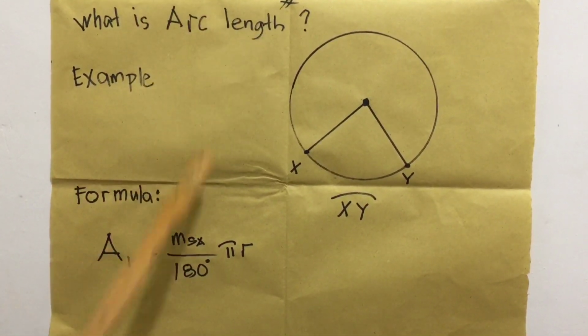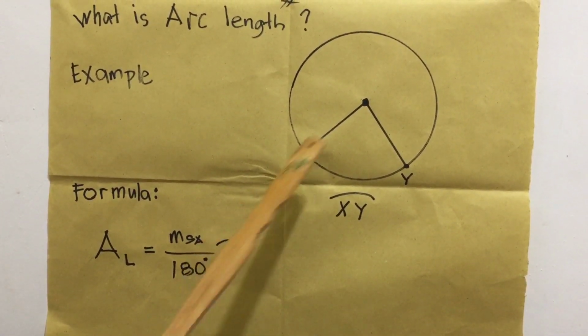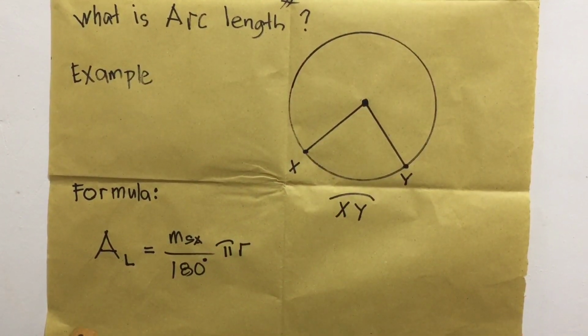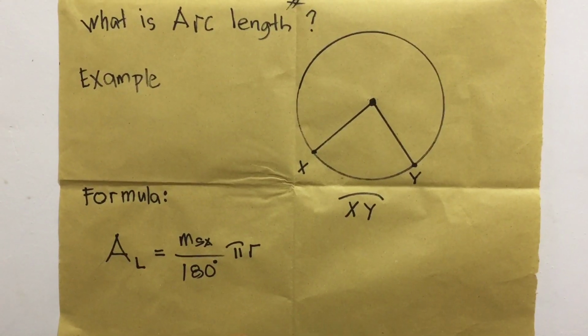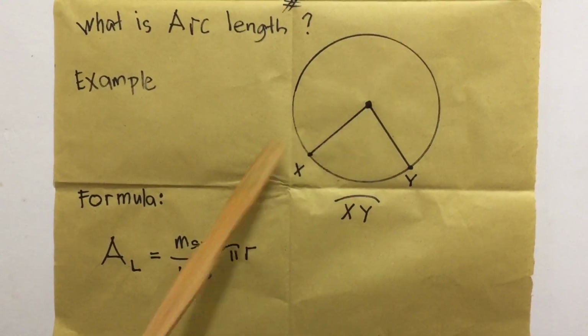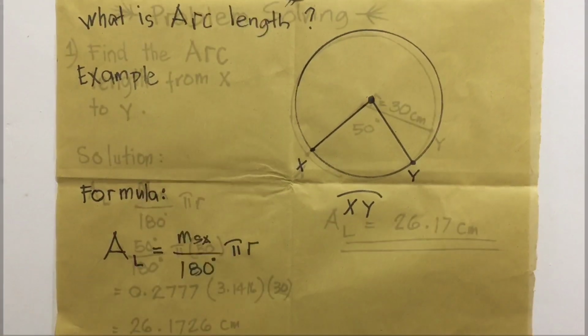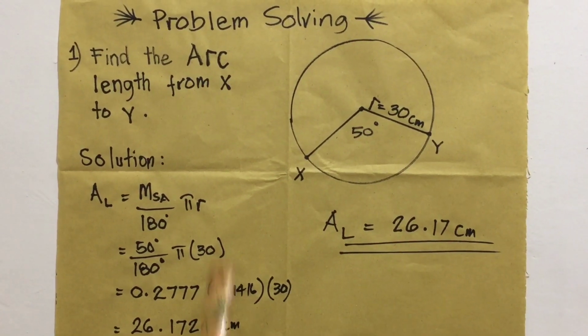Okay, our denominator is 180 degrees because we're talking only about arc length. To find the arc length, we're going to use 180 degrees only because remember 180 is half of the circle. And if we compare it to finding the area of a sector, our denominator is 360. So it's different now from arc length. Okay, pagpatuloy natin, problem solving.